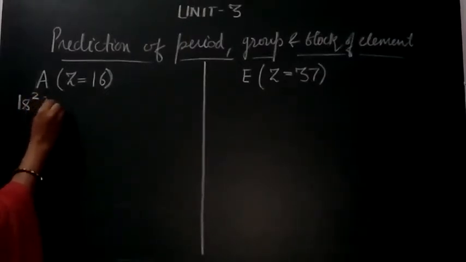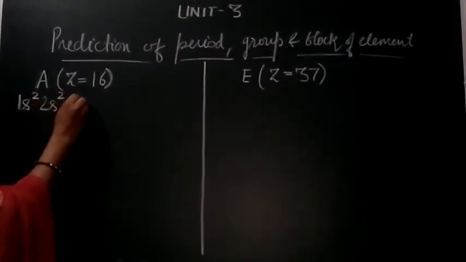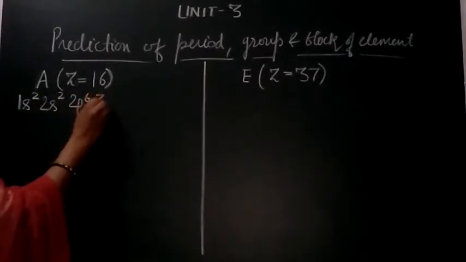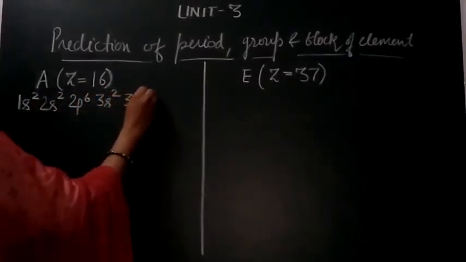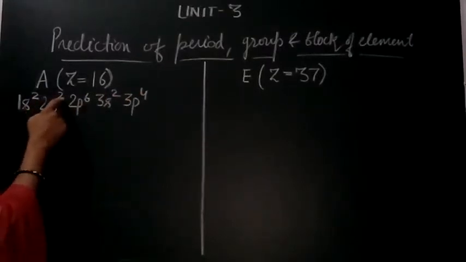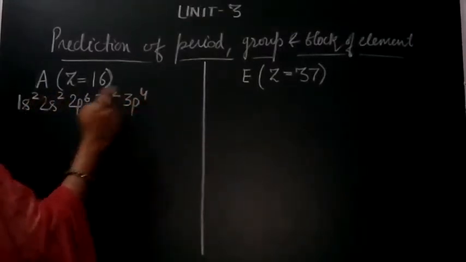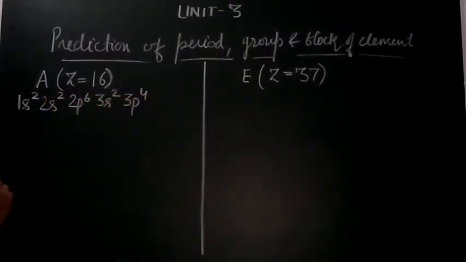1s2, 2s2, 2p6. So how much is it coming? 3s2, 3p4. Right? So it is 6, 7, 8, 9, 10, 11, 12, 12 plus 4, 16. So students, we have written down the configuration here, right?